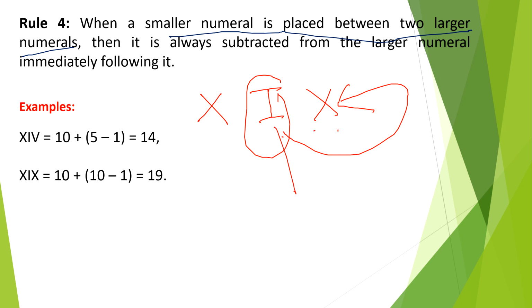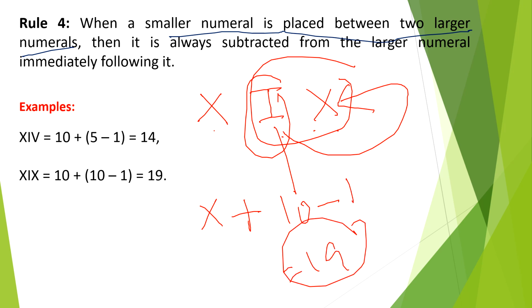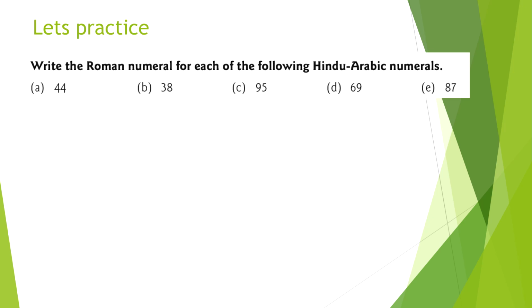Okay, so this one is going to be 19. X is here, so X plus these two are going to be subtracted. 10 minus 1, you get 19. So these are the rules which we need to follow while creating the Roman numerals. So let's practice. So here is the rule.